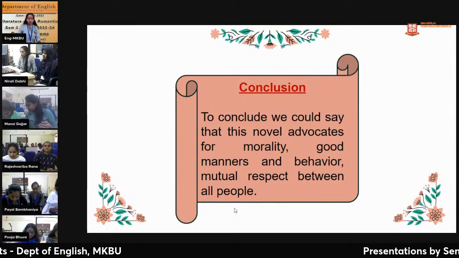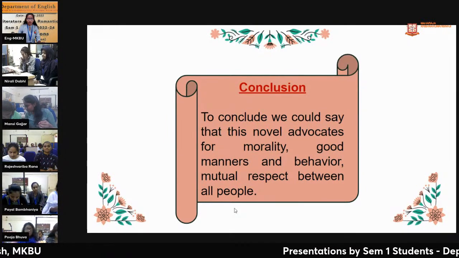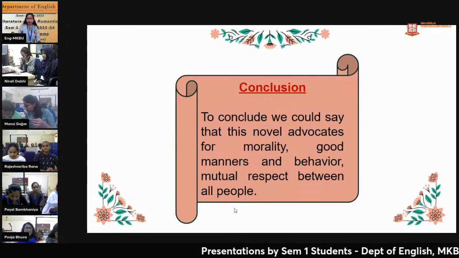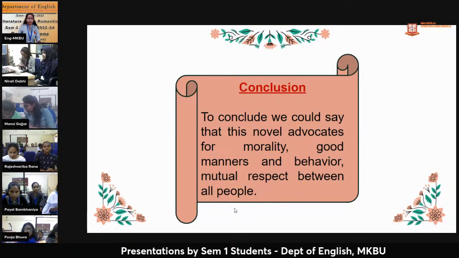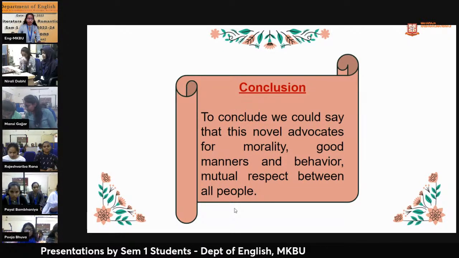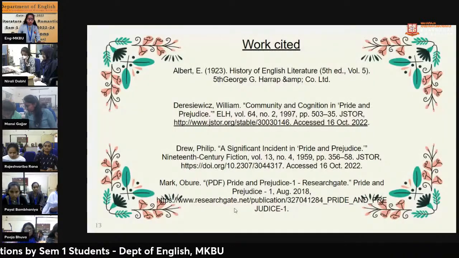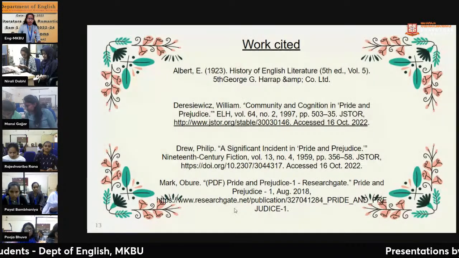Conclusion. To conclude, we could say that this novel advocates for morality, good manners, and behavior, mutual respect between all people. This is my work cited.